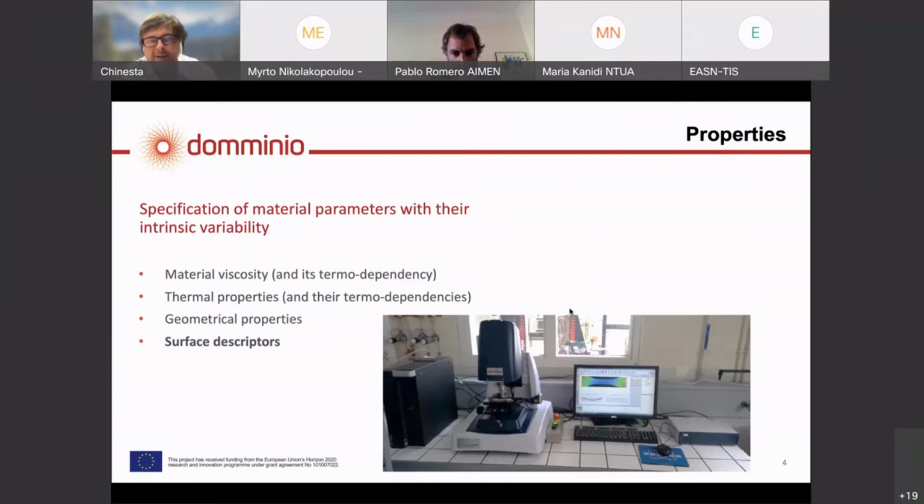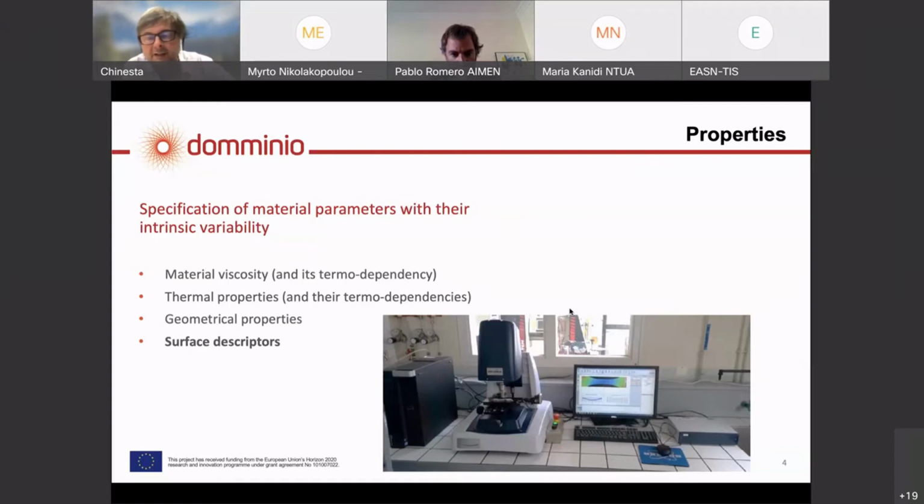And I would like to start speaking a little bit about the data. The data is the material. And in the material, there are many data that we need in order to feed our models, make diagnosis, prognosis, and decision making. The first one is, obviously, we are speaking about complex material. We need the viscosity and the thermodependency of this viscosity.